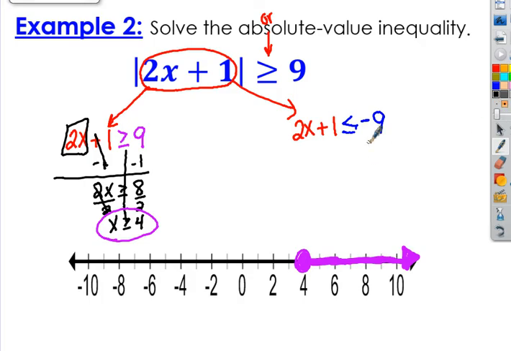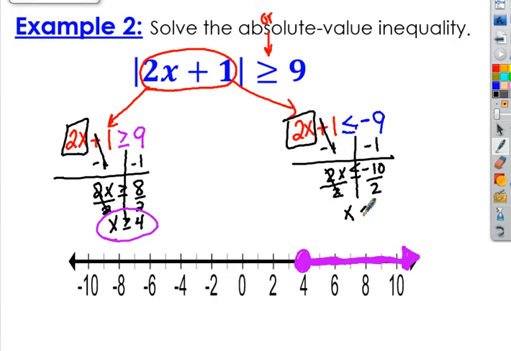For the other one, 2x minus 1, minus 1, this gets more negative, it's negative 10. 2x, divide both sides by 2. X is less than or equal to negative 5. So I would have a closed circle at negative 5. And I would shade everything to the left of it because it's everything smaller than negative 5. And this graph is correct because look, we said in the beginning it should be an OR statement.